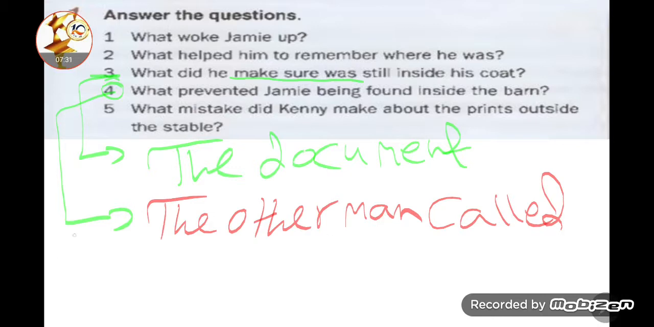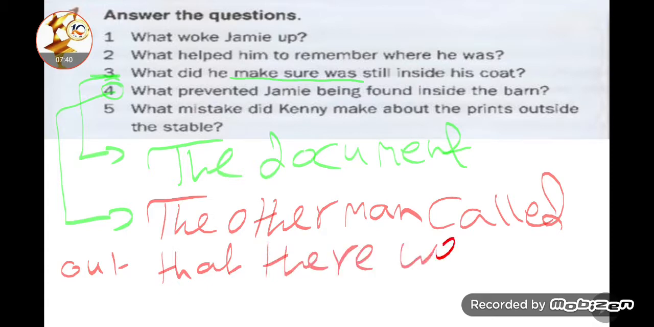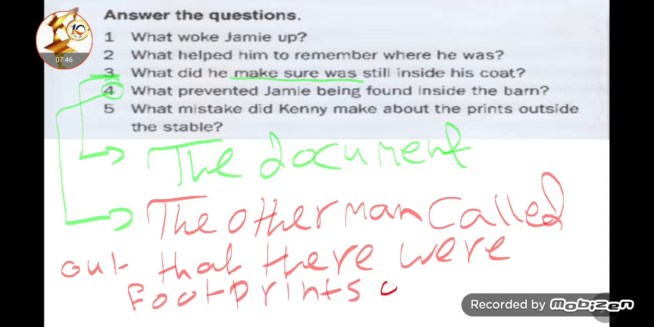So when the other man called, when the second person called out that there were footprints outside, that's what prevented Jamie from being found inside the barn. Okay, so he called out that outside there were footprints. That's why the other man called. This is what prevented Jamie from being found inside the barn.